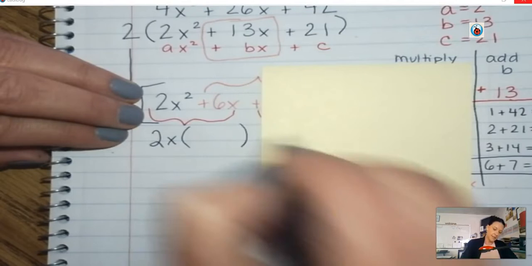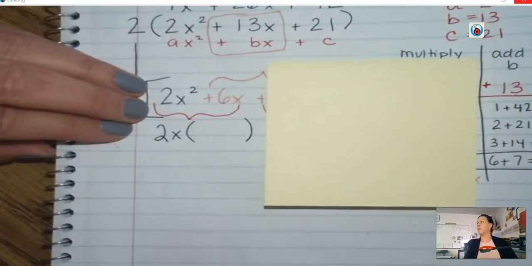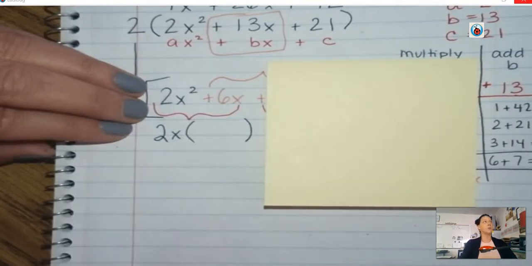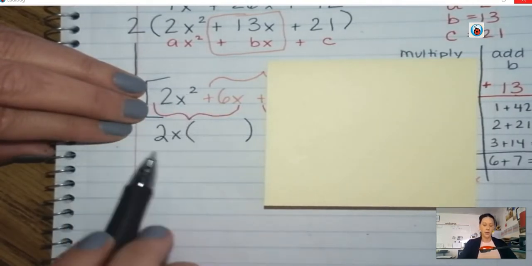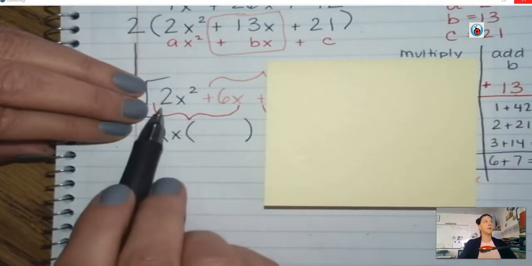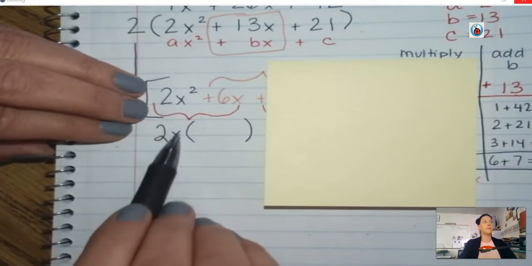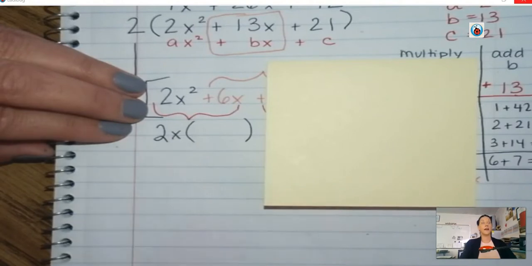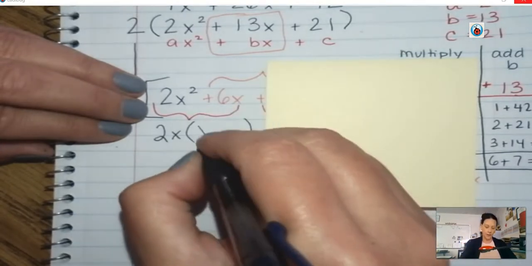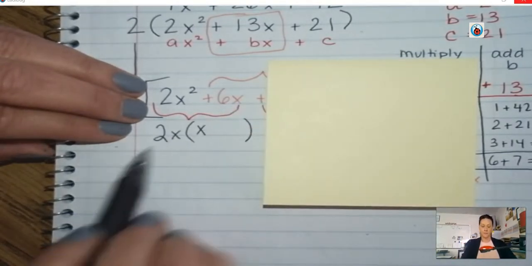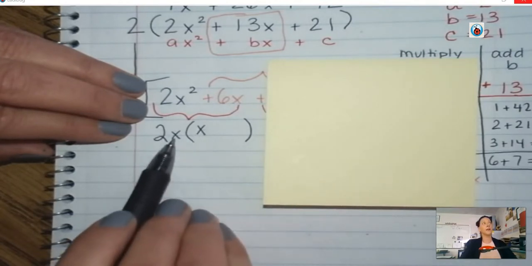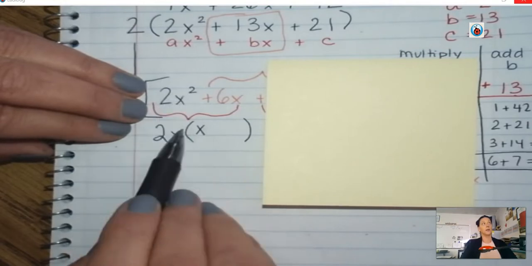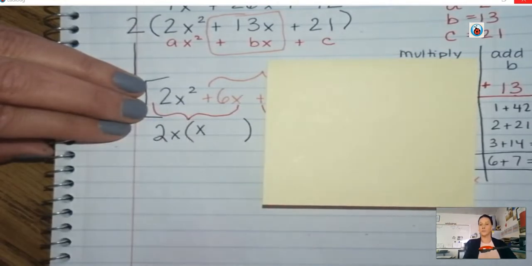So we're basically doing reverse distributive property. So 2x times something is 2x squared plus 6x. So do 2x squared divided by 2x. 2 goes into 2 just the one time. If I have x squared and I pull an x out of it, I'm still left with just an x. Because if I did distributive property, 2x times x is 2x squared, because x times x is x squared.